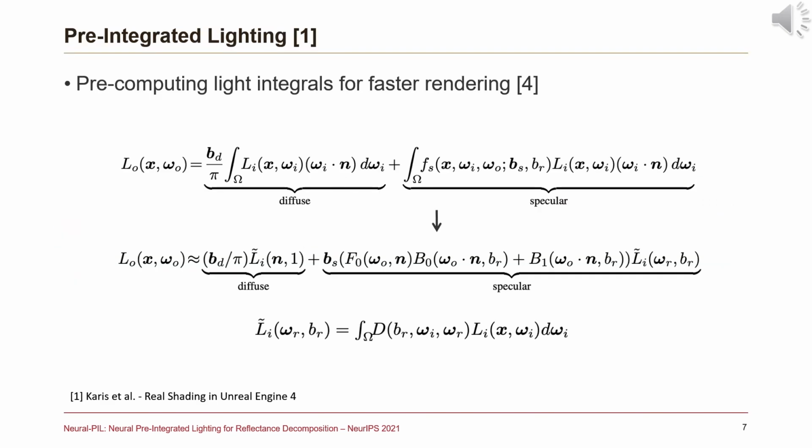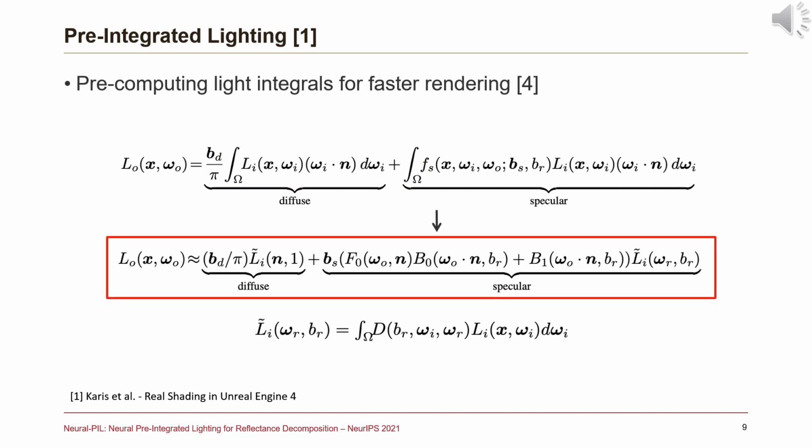In real-time rendering, this problem is also well known, and especially for specular materials, pre-integrated lighting is used. Here we show the technique from Unreal Engine, where the material properties are decoupled from the illumination Li, and the illumination is pre-integrated and parameterized by the roughness. The entire rendering formulation is now only based on a simple set of additions and multiplications.